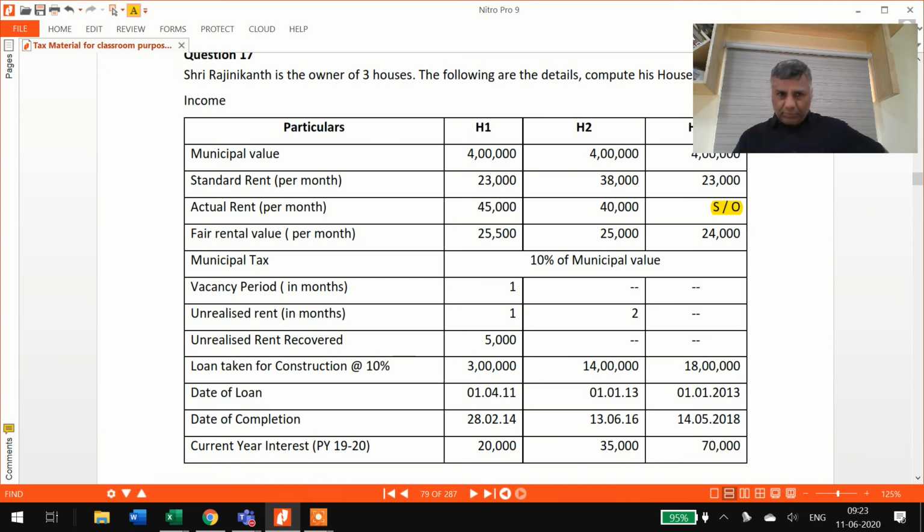Unrealized rent is different. Unrealized rent recovered is different. Recovered will come as a last step. Unrealized rent will be taken before GAV itself. Patiently read and do it.